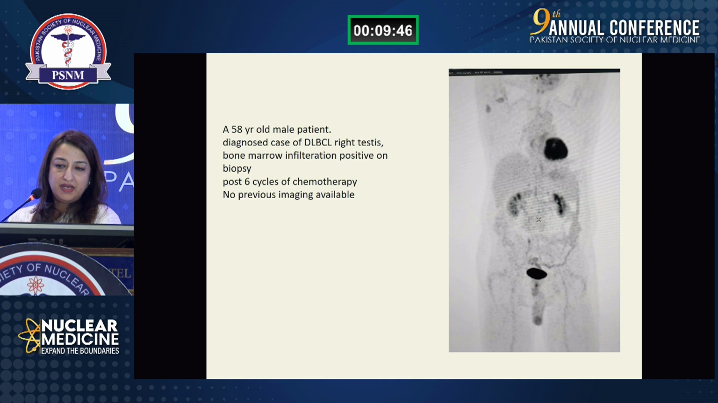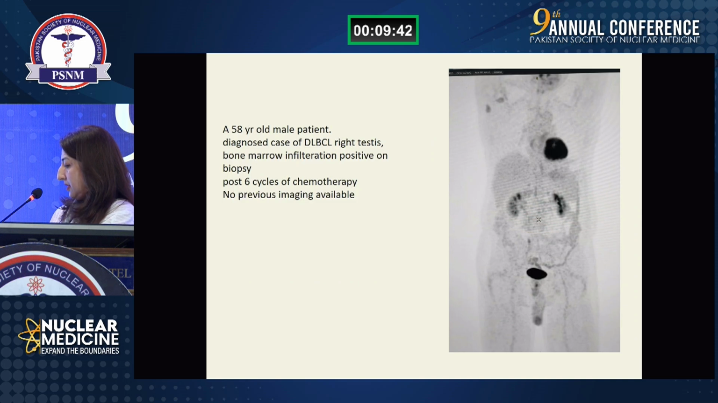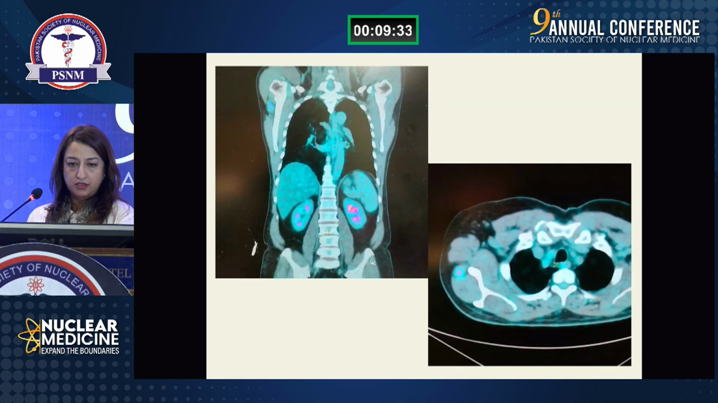His PET CT scan showed a faint, you can see this faint uptake in right axilla. And when the cross-sectional imaging was done, you can see this focal uptake in intermuscular plane between the deltoid muscle and the infraspinatus muscle. So this is a very uncommon location for a lymph node to present at this site.